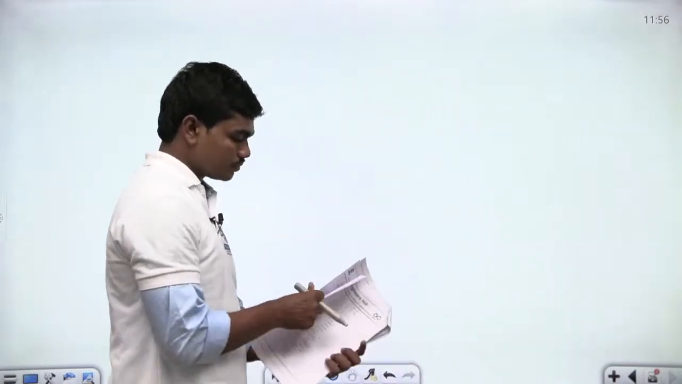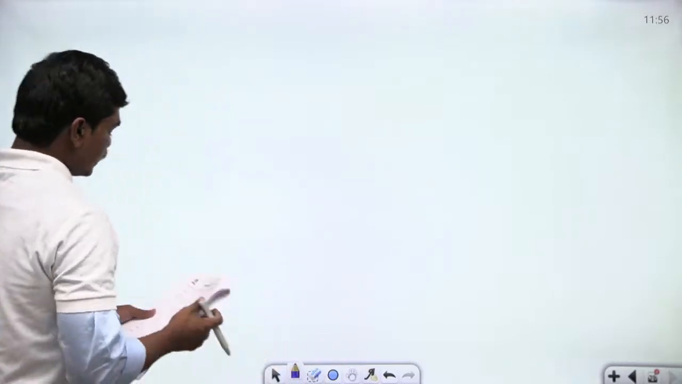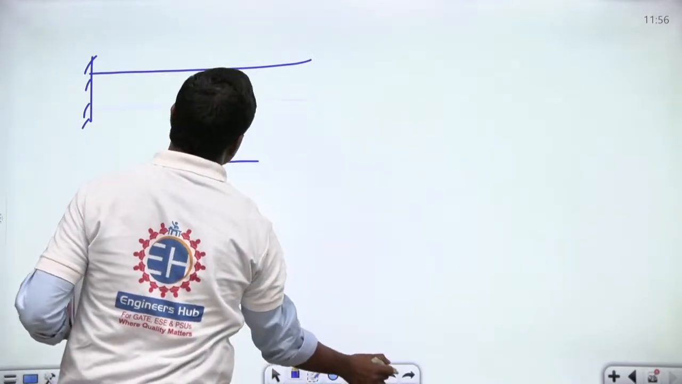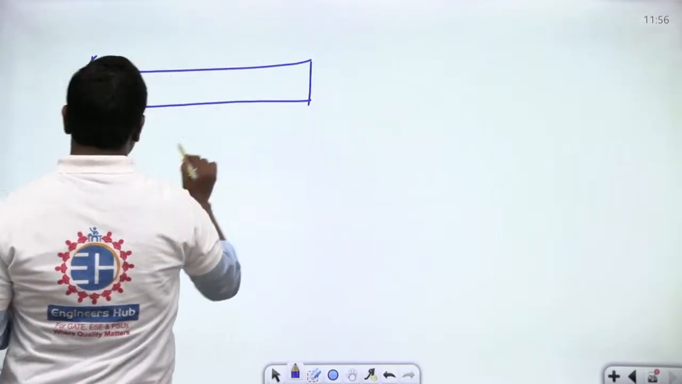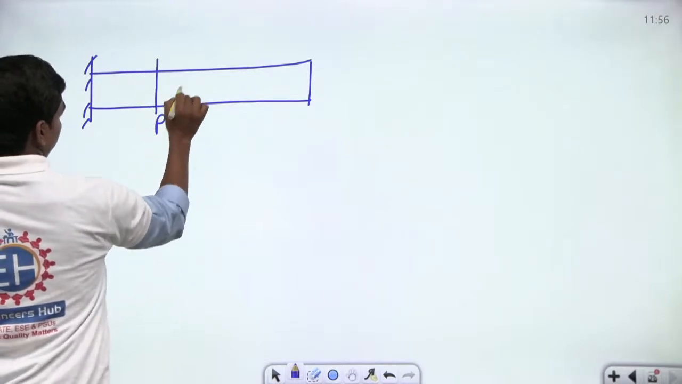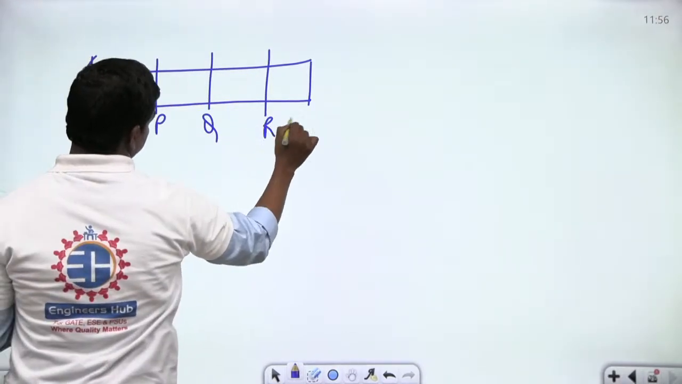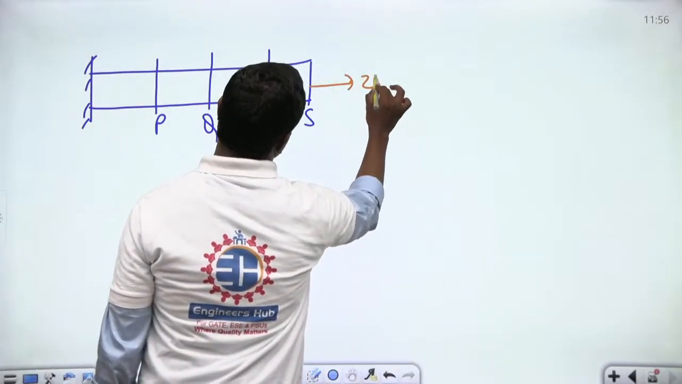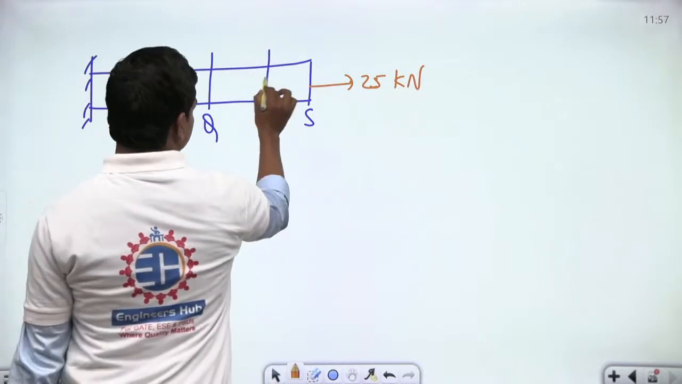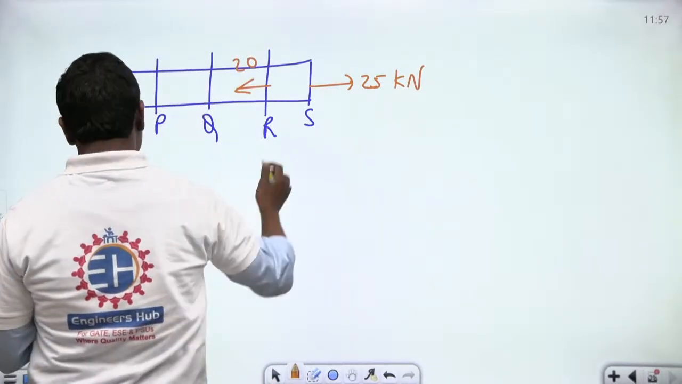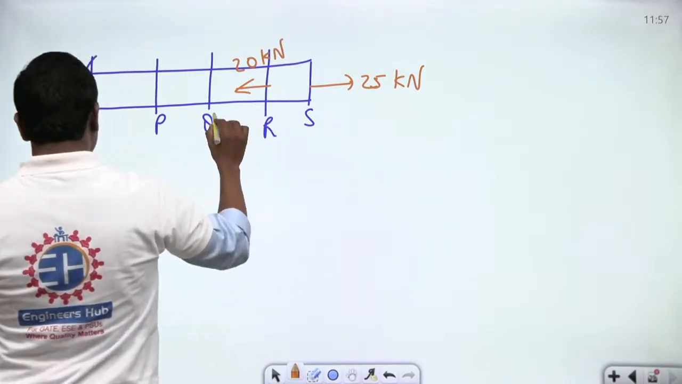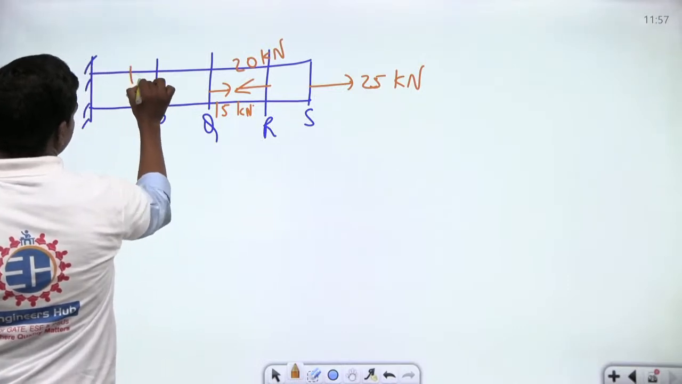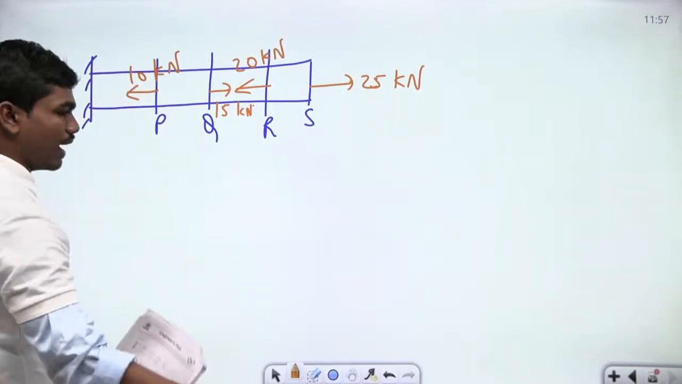Next, in 41, there is one more question. So basically there is some prismatic member with sections merging together. This is divided into 4 sections: P, Q, R and S. Correct? They have applied some loads here, which is 25 kilonewtons, and then this is 20 at this point, and all the values are in kilonewtons. Next, 15 is applied at this point, and 10 kilonewtons is applied at this point. So they are asking what are the sections with maximum and minimum stresses.